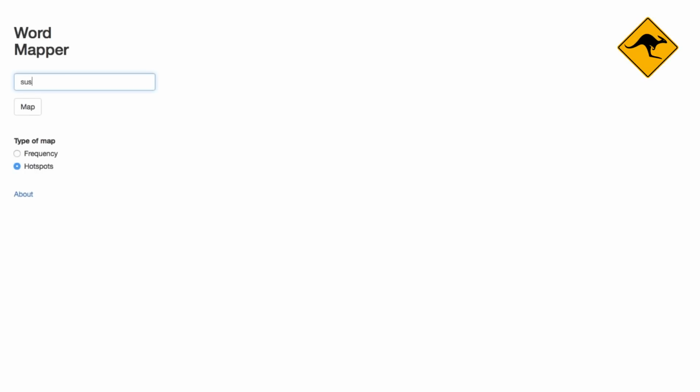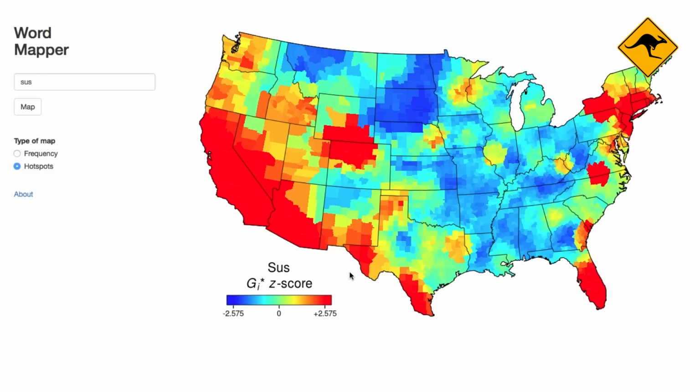So let's look at another word like sus. Sus means something that's suspicious, something that's suspect. So if I type in sus and press map, then wow, I can see that on the west coast of America, and there's sort of like a hot spot in the center, really popular. But over on the east coast and in the sort of the northeast, it's not really used at all.